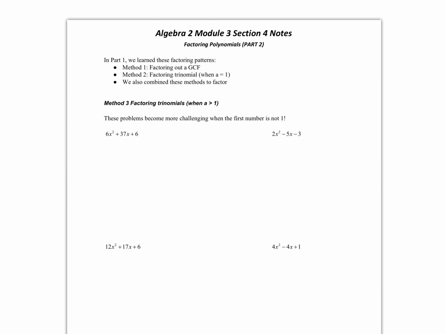Okay, this is part 2 of that section 4 factoring notes. And in part 1, just a reminder, we had talked about factoring out a GCF to factor polynomials. We had talked about factoring a trinomial, but only in a special case, only when a was 1, so x squared didn't have a number in front of it. And then we also talked about combining those two methods to factor.